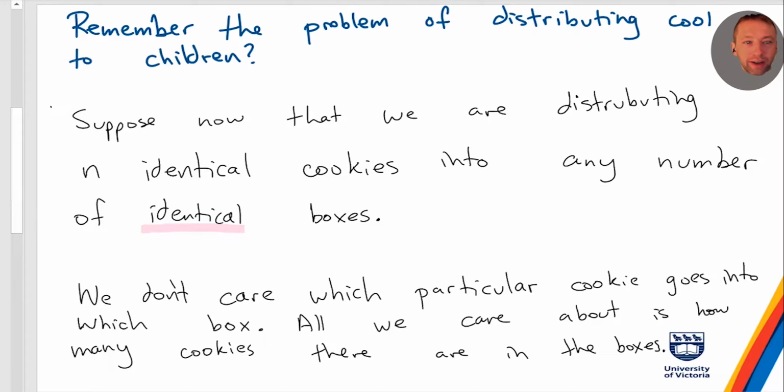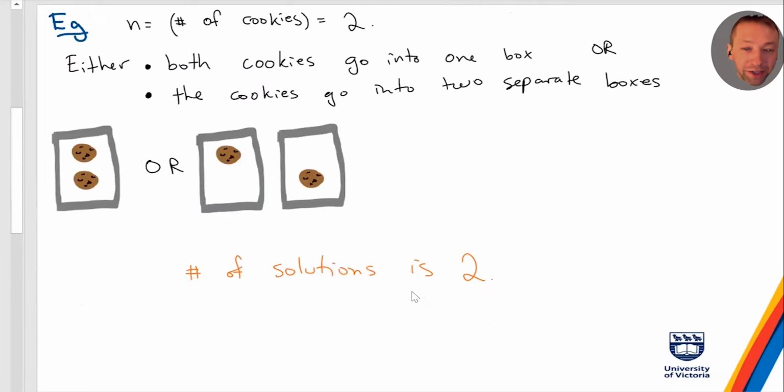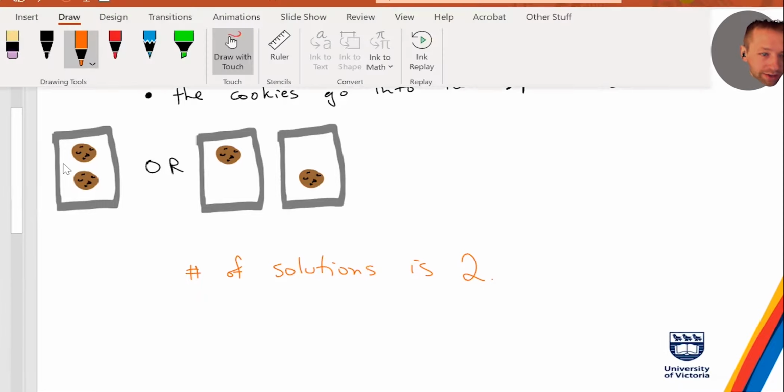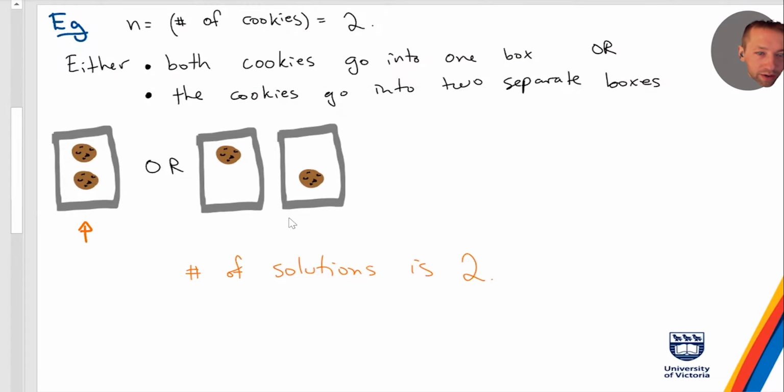So to be clear, let's think about the case n is 2. So n is the number of cookies, and let's say the number of cookies is 2. I claim that the number of ways to distribute the cookies is 2, right? Either both cookies go into the same box, so that's one solution, or you have the second solution where the cookies go into 2 different boxes, okay?